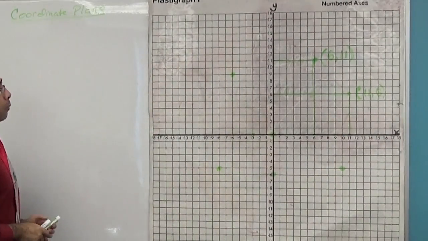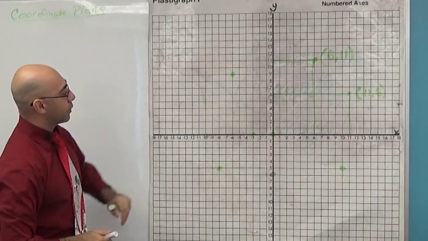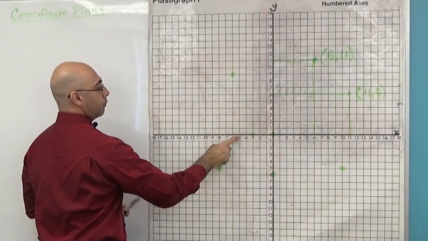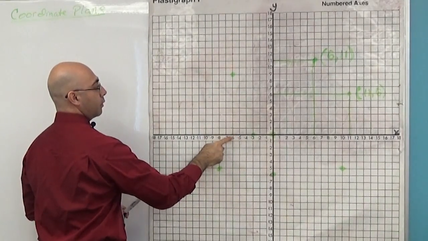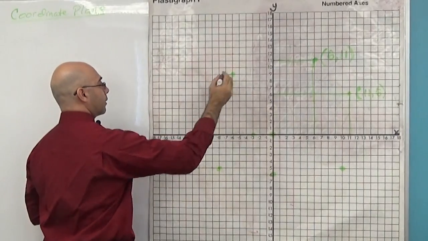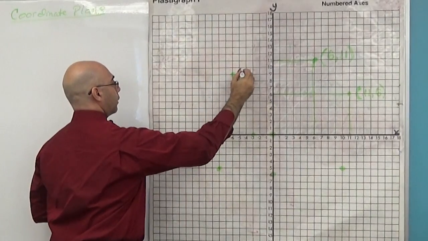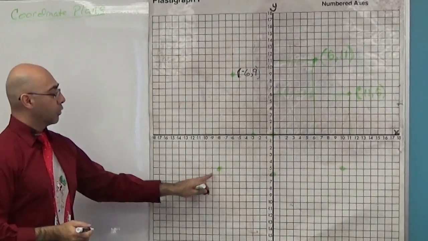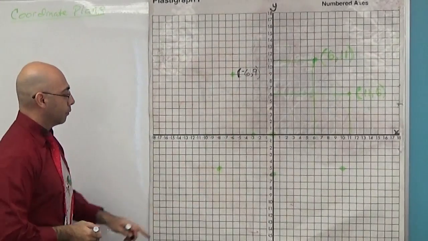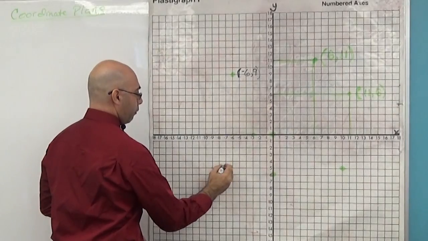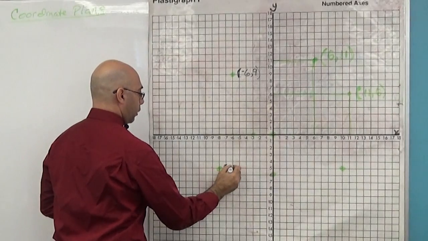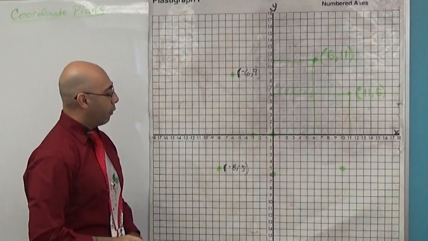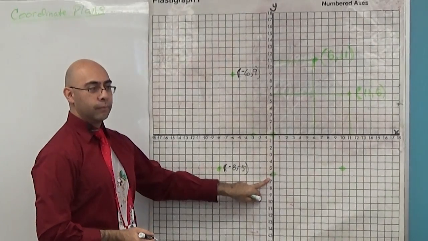So if I were to label these other points, what about this guy here? What would I call this guy? Negative 6, 9. How about this point right here? Negative 8, negative 5. Pretty simple. Negative 8, negative 5.